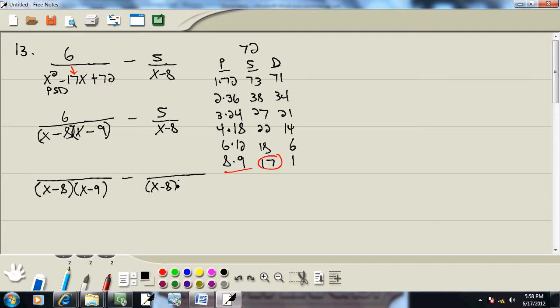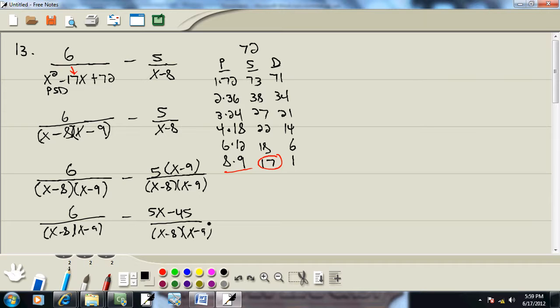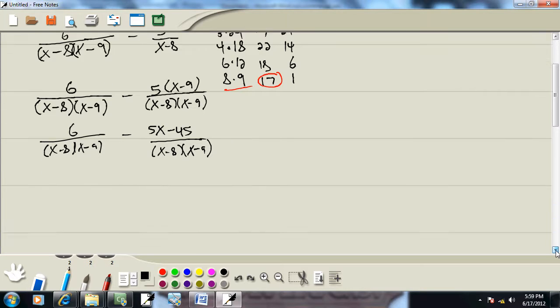And we're going to rewrite each fraction with that new denominator. Now the first fraction already has that, so we don't change it. On my second one, though, it had an x minus 8. The x minus 8 is still there. The new thing down there is the x minus 9. So we have to put it up on top. Whatever you put down below, you put up on top. And the rule is, whatever you multiply by the bottom, you have to multiply by the top. So 5 times x is 5x. 5 times negative 9 is negative 45. And we rewrote each fraction with that new denominator.